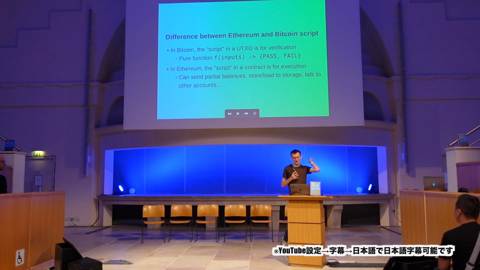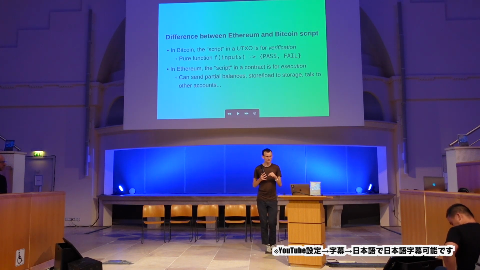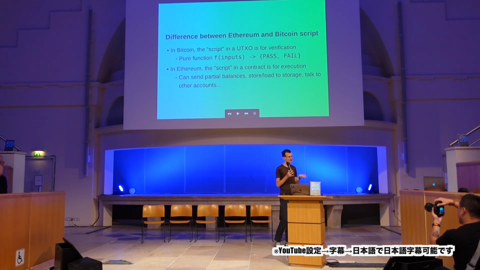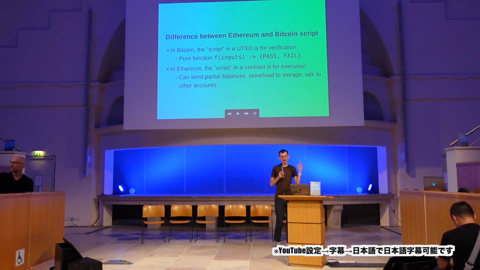Right? Accounts in Ethereum can store and load from an internal hard drive controlled by the account that's called storage. Ethereum contracts can make calls to talk to other accounts. So Ethereum accounts can do a lot of things, and this is all done by the code of an Ethereum contract account, right? So EOAs, controlled by private keys, do not have code. Contract accounts, controlled by code, do have code, right?